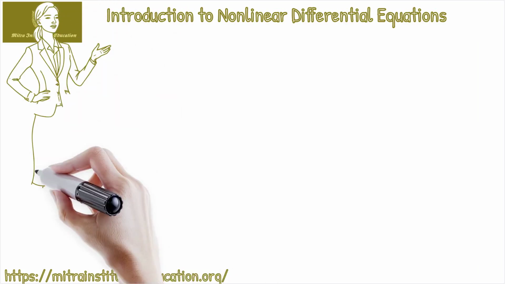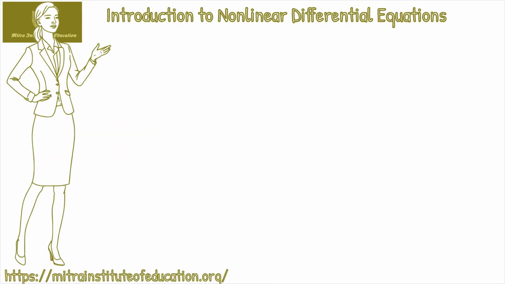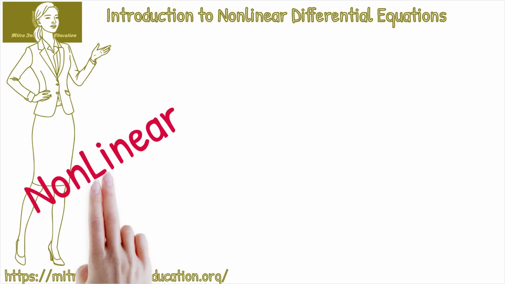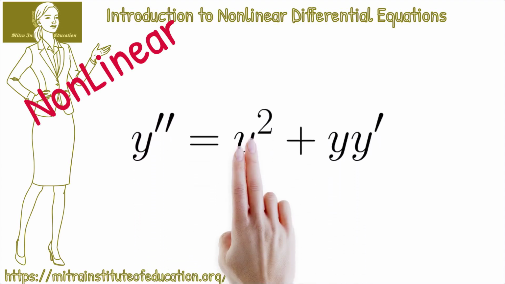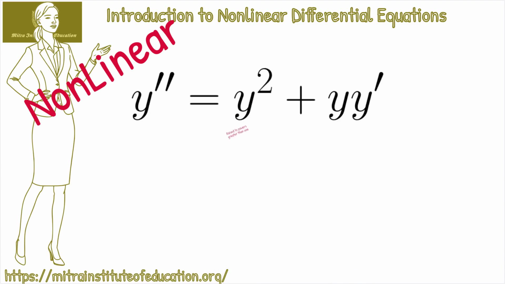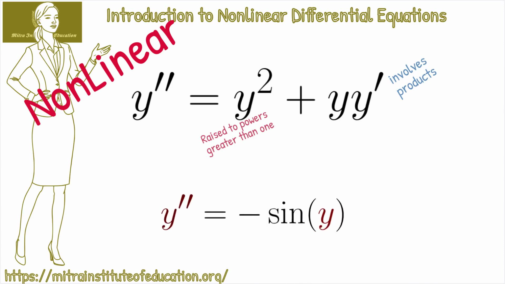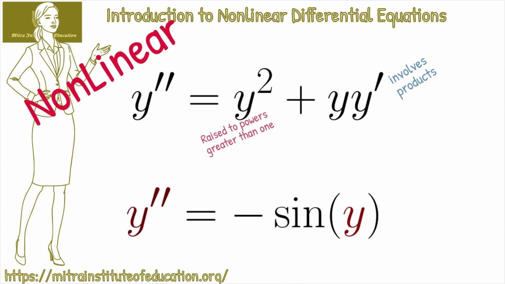If an equation is not linear, we call it a nonlinear differential equation. For instance, the following equations are examples of nonlinear differential equations. y double prime equals y squared plus y times y prime. y double prime equals negative sine of y. These equations include terms that involve nonlinear functions, such as sine, or terms where the unknown function and its derivatives are multiplied together.